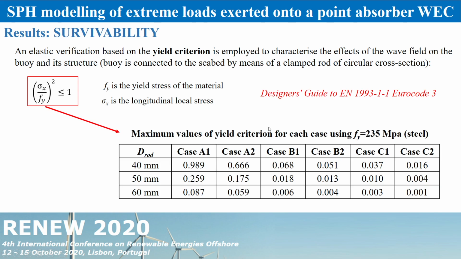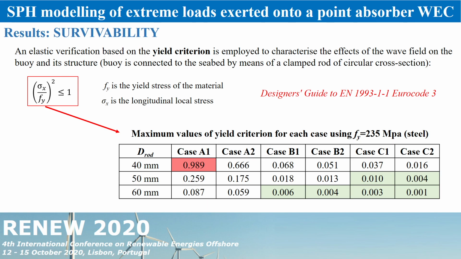So the time series of the yield criterion of each scenario are obtained assuming a rod made of steel and for different values of the diameter of the rod. And here you can see the maximum values in this table. If the diameter of the rod is 14 millimeters and the buoy is heaving at the still water level, the maximum value of the yield criterion is very close to 1, and therefore the structure of the WEC could collapse under the extreme event considered here.